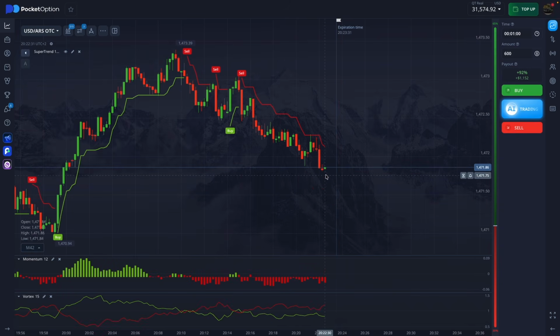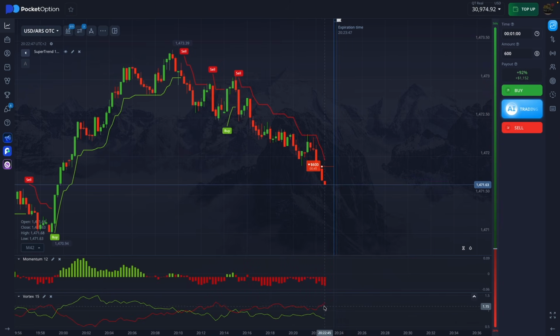Well, here I can enter a down trade. According to the SuperTrend indicator, everything is fine. The red line is pointing down. According to the momentum indicator, there's a lot of red bars in a row here, and right now the sellers are stronger than the buyers. And this has been happening for quite a long period of time.